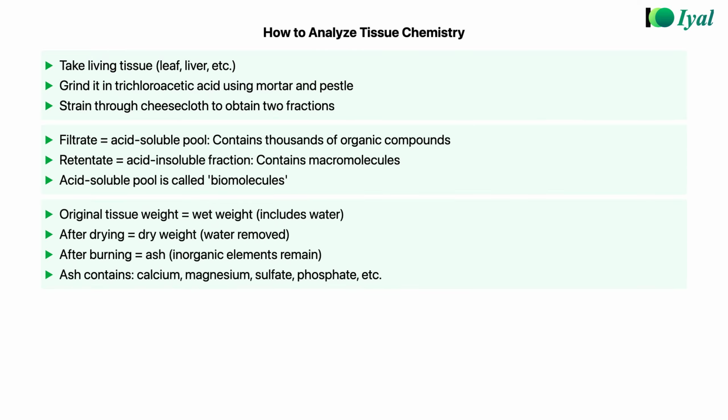Now, we want to know about the inorganic stuff too, so we do a different experiment. You take a small piece of tissue and weigh it, that's the wet weight, includes all the water. Then you dry it completely, all the water evaporates, and what's left is the dry weight. Finally, you burn the tissue completely. All that carbon is oxidized into carbon dioxide and water vapor and goes off into the air. What remains is called the ash. And this ash, it's full of inorganic elements, calcium, magnesium, iron, and inorganic compounds like sulfate and phosphate.